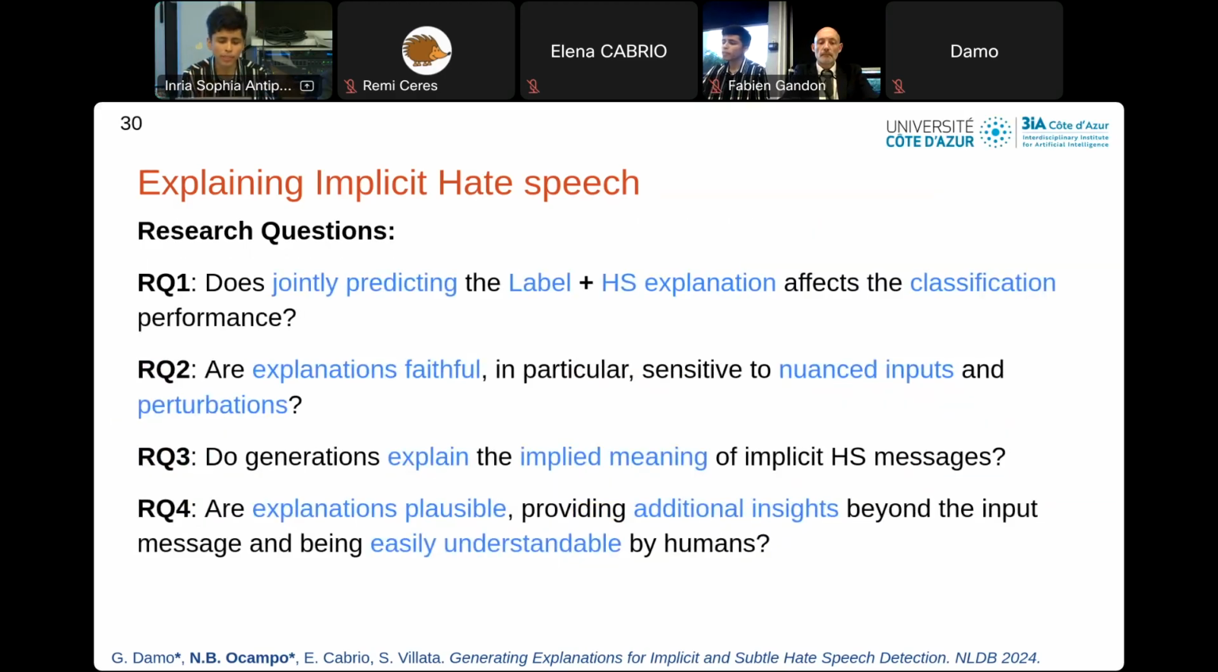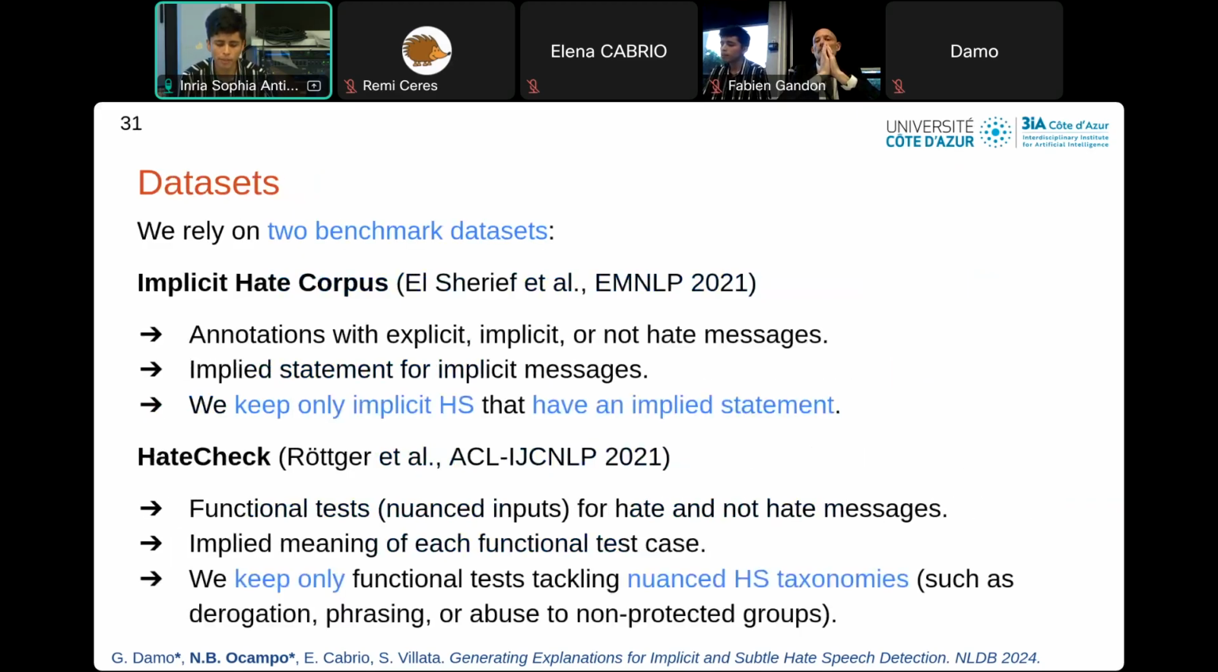So we wanted to test first how the joint generation between the label and the explanation affects the classification performance. Then we wanted to test how the explanations were in terms of faithfulness. Then also we wanted to test in RQ3 if they could explain the implied meaning, and finally if the explanations were plausible, that is, if they could be easily understandable by humans. So these were the 4 RQs for this part.